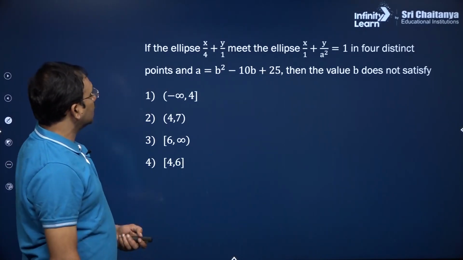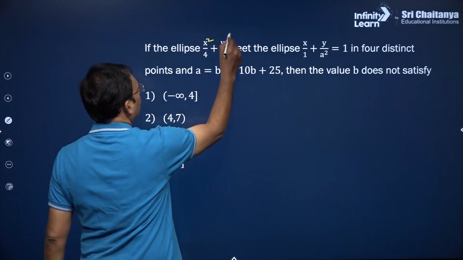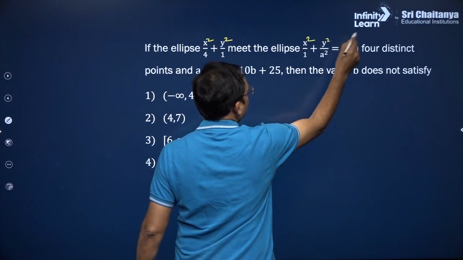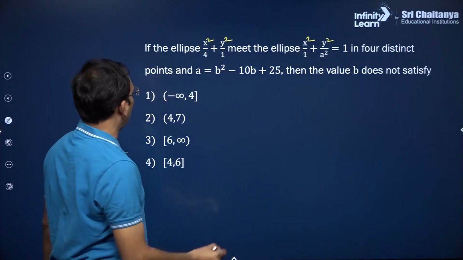Next, my dear friends, the ellipse, this is x square by 4 plus y square by 1, meet the ellipse x square by 1 plus y square by a square is equal to 1 in 4 distinct points.